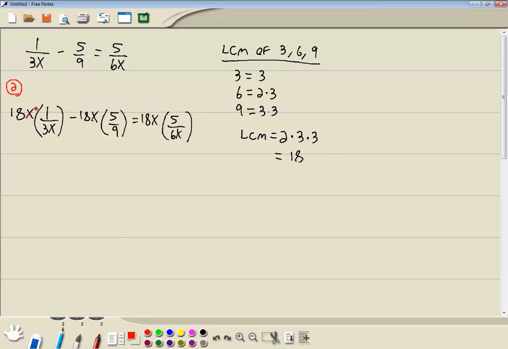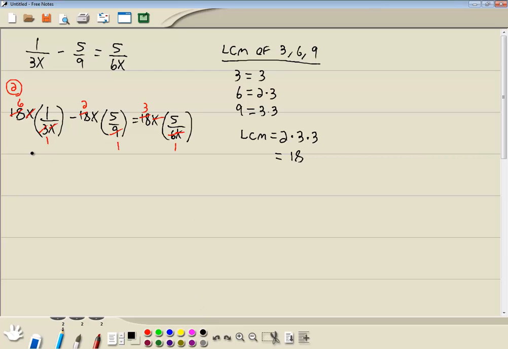Well, these x's cancel. 3 and 18 are both divisible by 3. 3 divided by 3 is 1. 18 divided by 3 is 6. Over here we got 9 and 18. They're both divisible by 9. 9 divided by 9 is 1. 18 divided by 9 is 2. Over here these x's cancel. 6 and 18 are both divisible by 6. 6 divided by 6 is 1. 18 divided by 6 is 3.